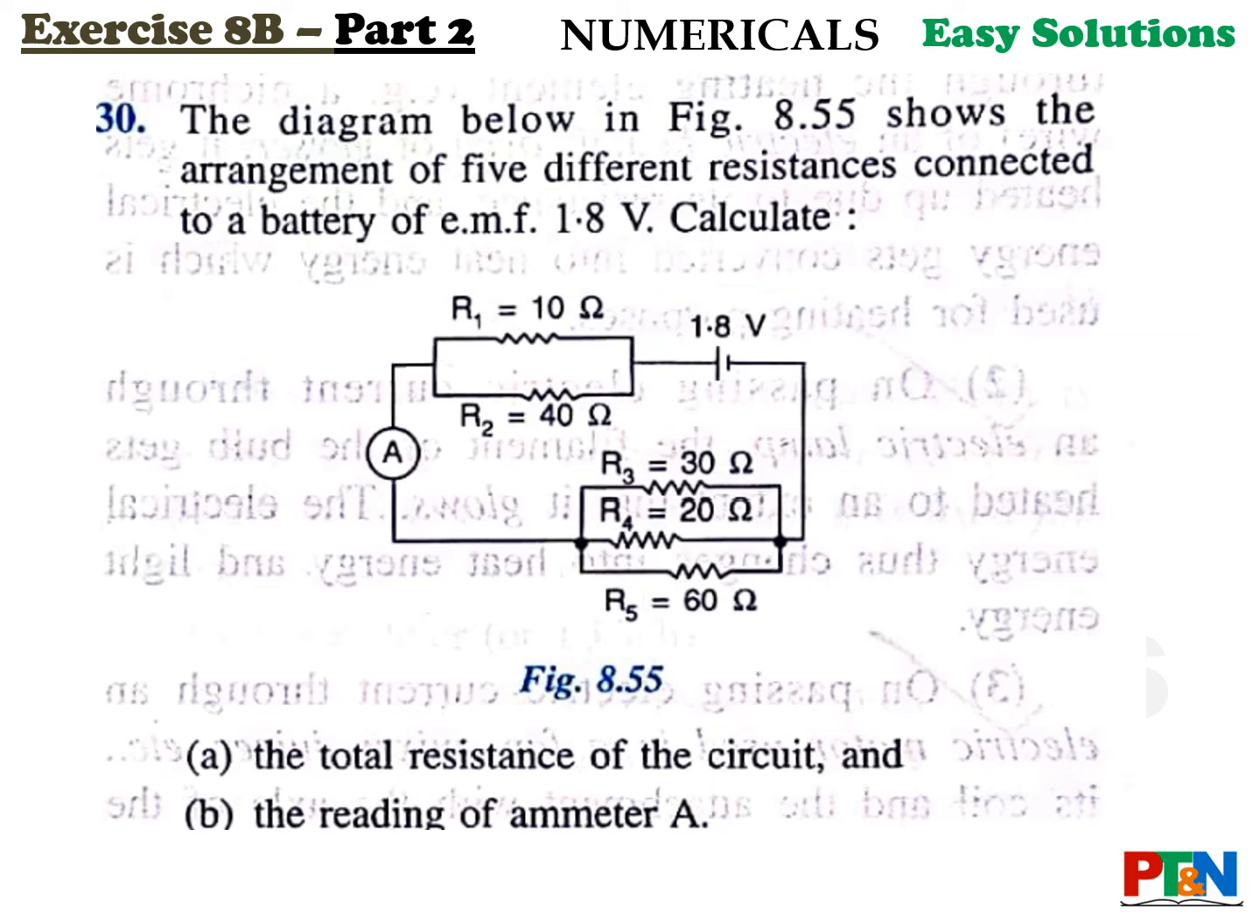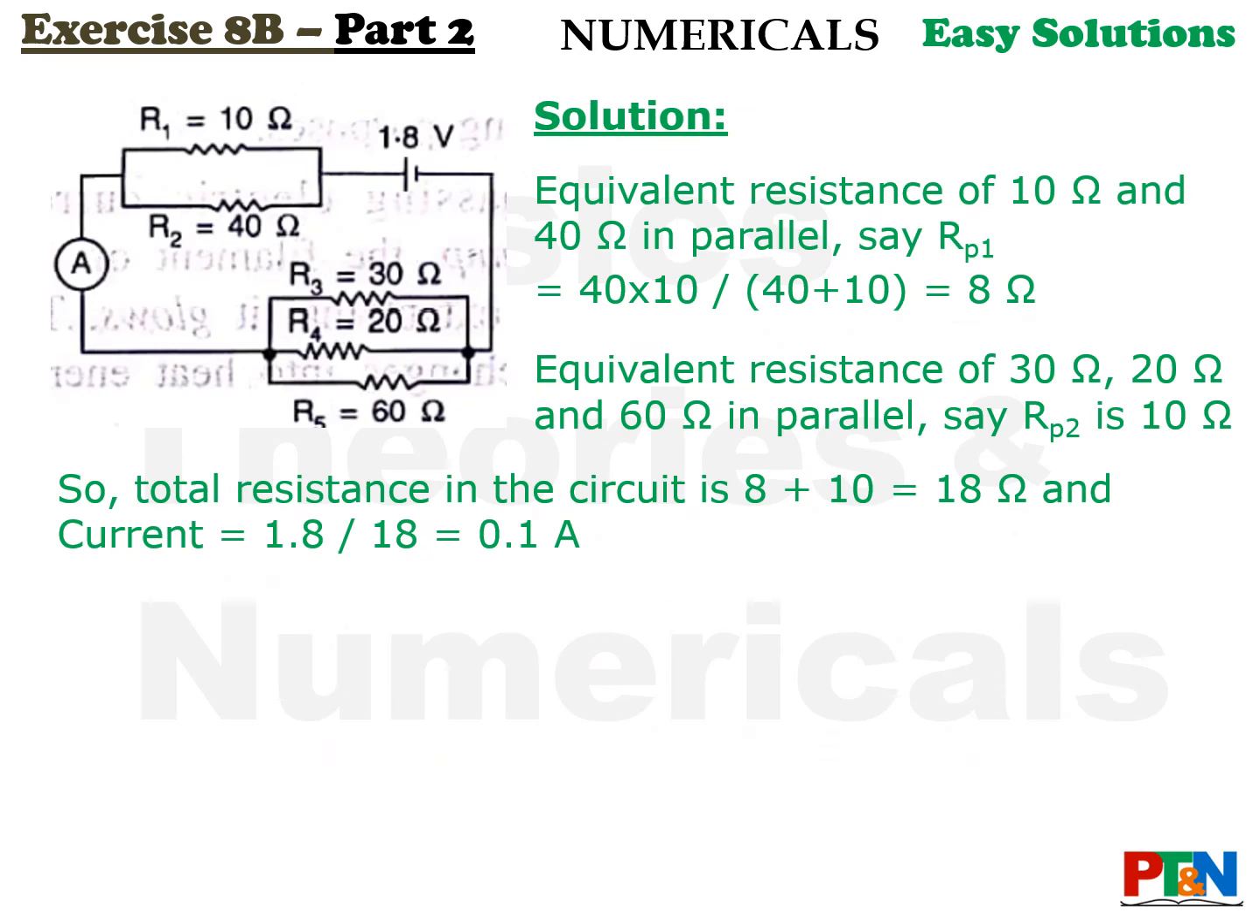The next one. The circuit diagram below shows arrangement of 5 different resistances connected in the way it is shown in the circuit diagram. Battery EMF is 1.8 volt. You need to calculate total resistance of the circuit and reading of ammeter A. Total resistance of the circuit. Okay, let's have a look at the solution.